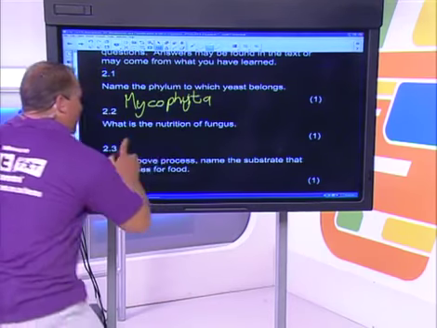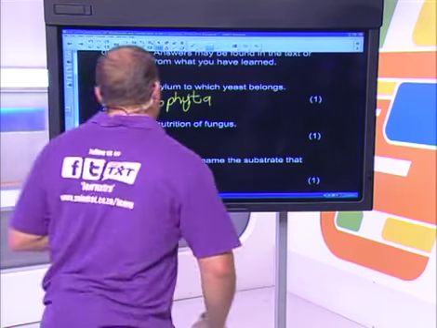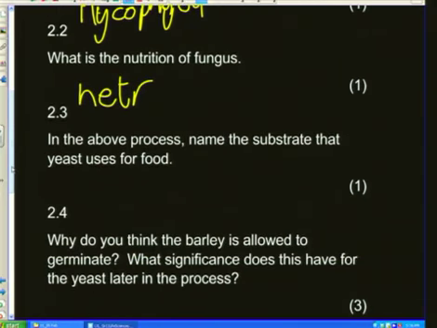Next one. What is the nutrition of fungi? It is what does fungi do? It makes its own food. So it's a heterotroph. Just going to put in there. It's heterotrophic, right? Then, in the above process, name the substrate that yeast uses to form food, right? Well, what it uses for food.